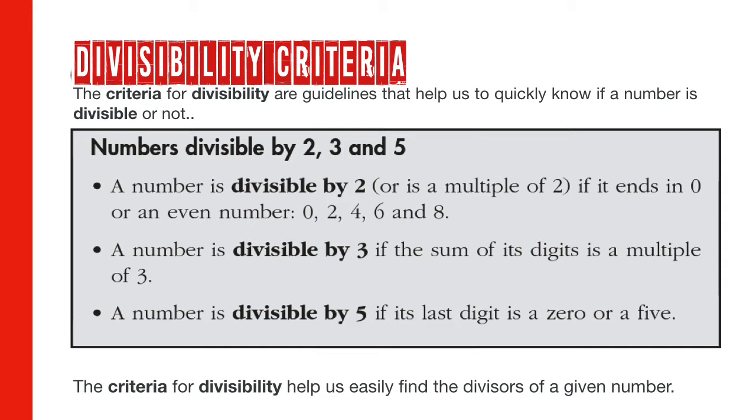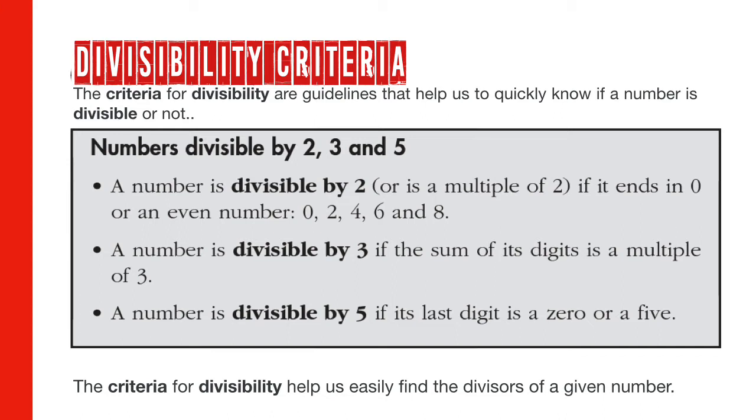Divisibility criteria. The criteria of divisibility are guidelines to help us to quickly know if a number is divisible or not. A number is divisible by 2 if it ends in 0 or an even number: 0, 2, 4, 6, and 8.